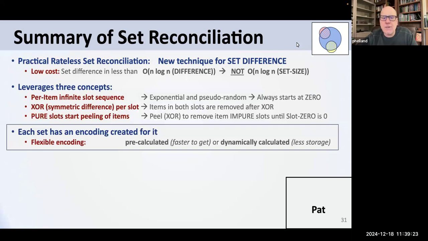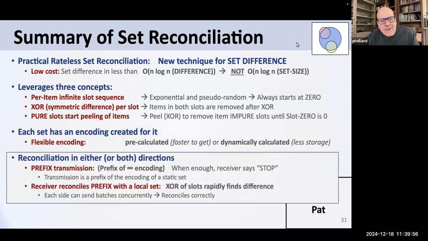Each set has an encoding created for it. It's a flexible encoding. You can pre-calculate the beginning of it, so you don't have to run the generator for the beginning because you just pre-calculated it once. But as you need more, you can take that generator and have them come as you need them. Pre-calculating is a great trick. It's like, here's my first 100, and that just works. If I add more items to the set, I can take the existing encoding and add those items on top of it. My first 100 are pretty easy to calculate as I add items to the set, 100 being an arbitrary number. So reconciliation works in either or both directions.